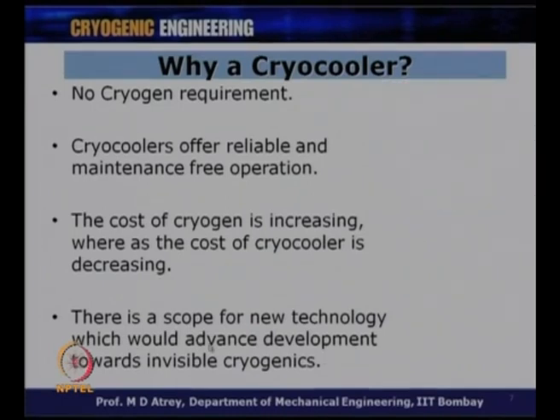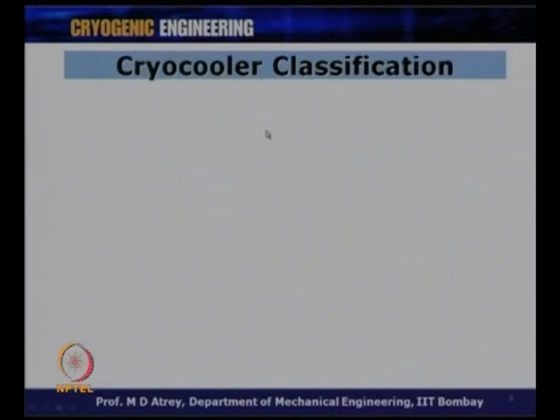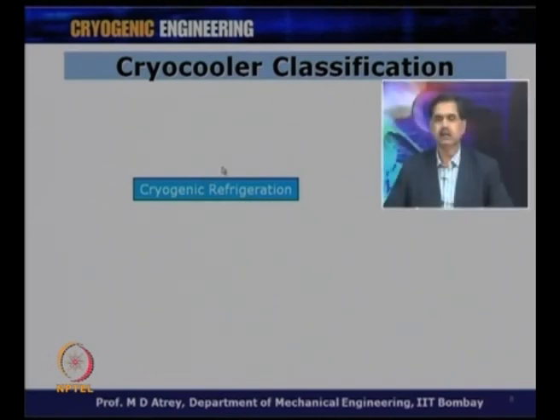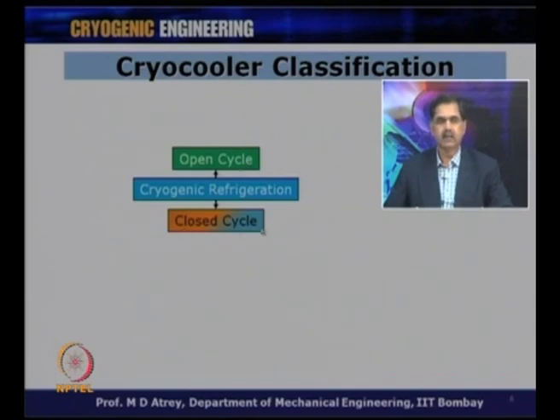Now, coming to cryocooler classification. The cryocoolers can be classified based on how you get cryogenic refrigeration. So, this is the most important thing. I can get cryogenic refrigeration in two ways. One is by open cycle, the other one is by closed cycle. Please understand this slide very importantly now. If I want something to be delivered at 4 Kelvin, 10 Kelvin, 25 Kelvin, 30 Kelvin or 80 Kelvin or whatever, we can get this cryogenic refrigeration by two ways. One is by having an open cycle, one is by having a closed cycle.